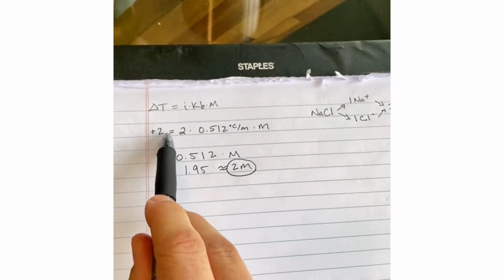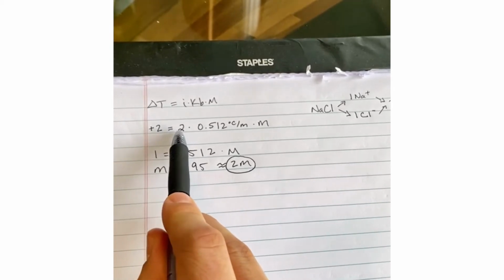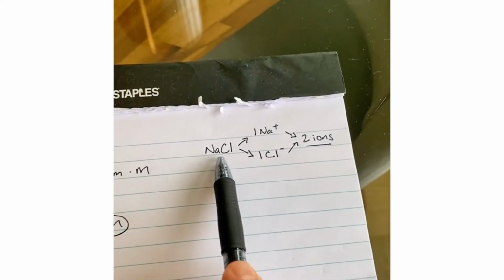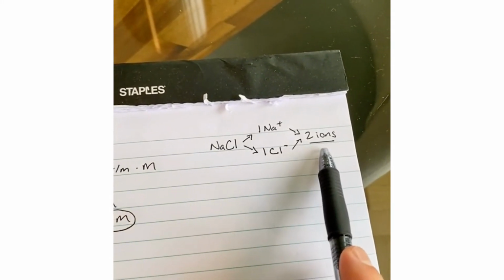Here, I knew I wanted the boiling point to increase by 2 degrees, and I know that the Van't Hoff factor of NaCl is 2. The Van't Hoff factor explains how many ions are created once a compound dissolves in solution.